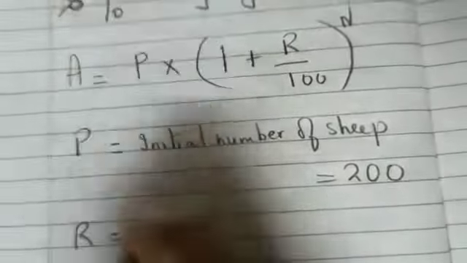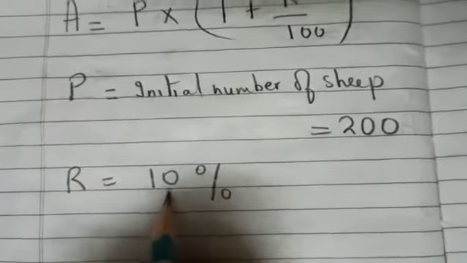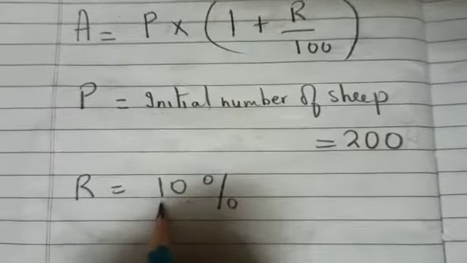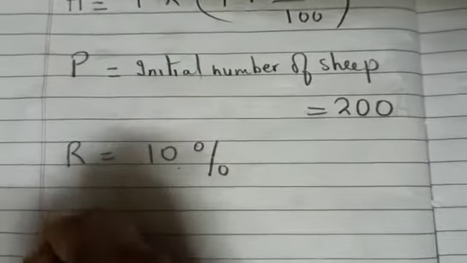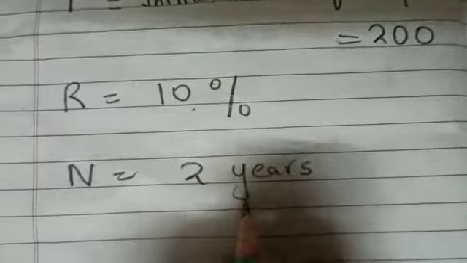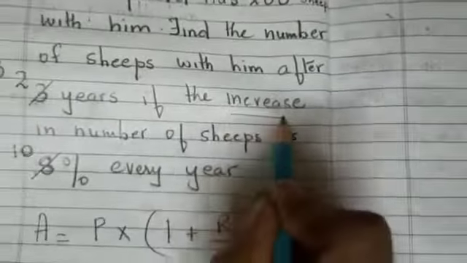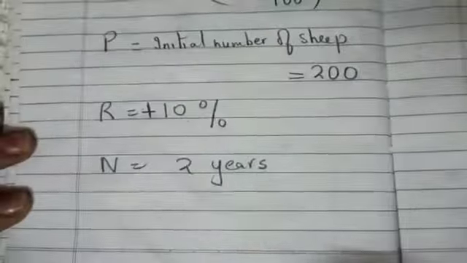Then we have the rate R. R is equal to 10%. Remember boys, it is 8% in your textbook, but actually it is 10%. And N is equal to the number of years, which is 2 years. Here again there's a mistake. It is not 3 years, but it is 2 years. Now over here, the sum clearly states that there is an increase. So therefore R is positive.